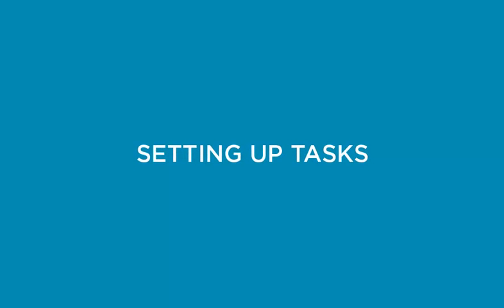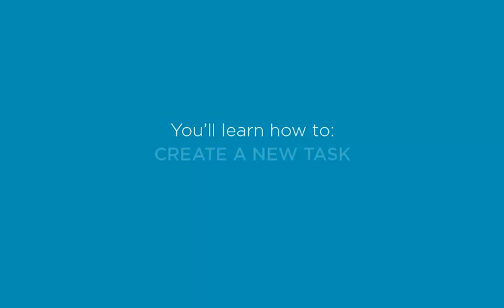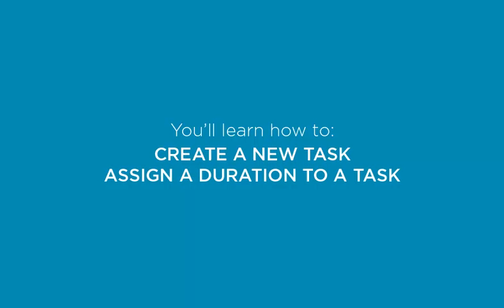Setting up tasks. Shortcuts Live helps you and your employees to work smarter by allocating time to specific tasks that are not services. Tasks are clearly defined in the appointment book, making it quick and easy to see what tasks you have assigned to yourself or your employees for the day. In this lesson, you'll learn how to create a new task and assign a duration to a task.